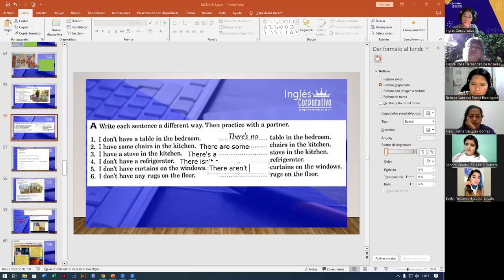What is the other option? Do you remember that we have a quantifier to put emphasis? Which is that? Any. That's perfect. That's only with negatives. This is only to put more emphasis, but it's correct to say there aren't curtains on the windows or there aren't any curtains on the window. Really good job. Thank you.